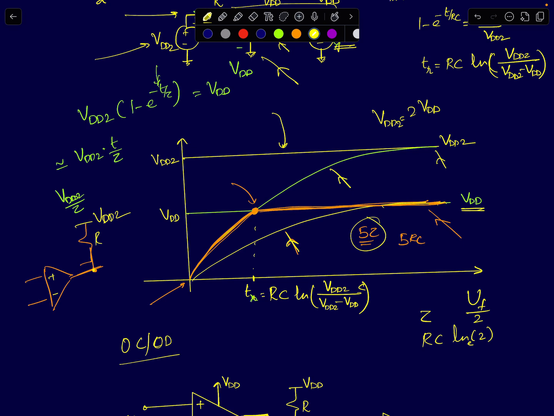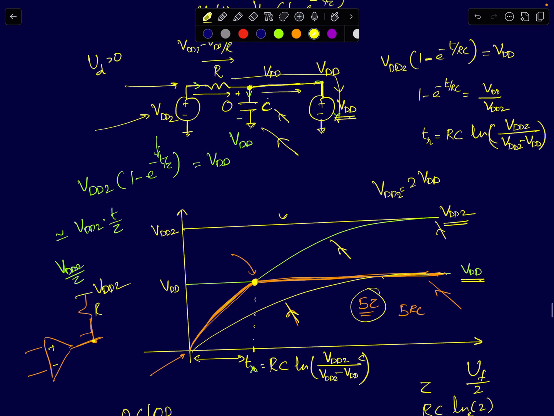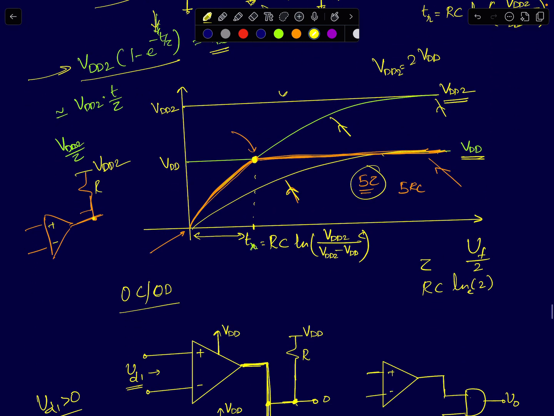But here, because VDD2 is greater than VDD, at some time when the capacitor voltage reaches VDD volts, it will be charged exactly equal to VDD volts, and the voltage will remain constant. The time at which it reaches a value exactly equal to VDD is finite. How do you find that time? You just take this green curve, which is VDD2 times 1 minus e power minus t upon tau, and equate it to VDD and find the time at which it happens, and you get a relationship that looks like this, which is RC times ln of VDD2 upon VDD2 minus VDD.